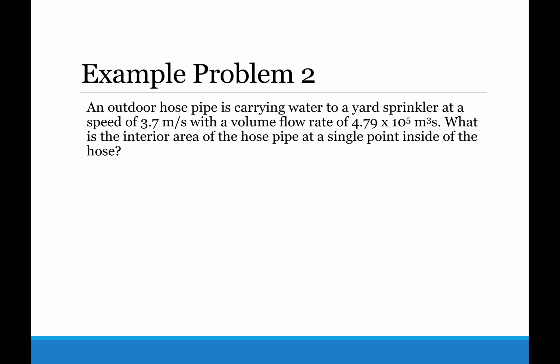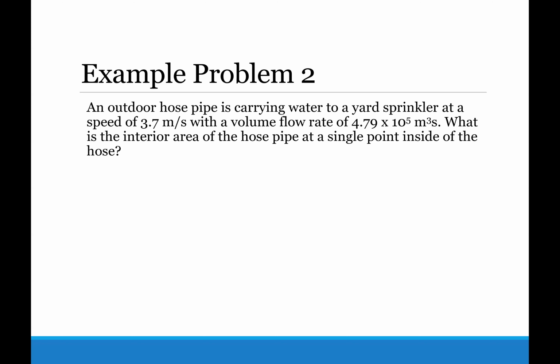Example problem 2 reads: an outdoor hose pipe is carrying water to a yard sprinkler at a speed of 3.7 meters per second with a volume flow rate of 4.79 times 10 to the fifth cubic meters per second. What is the interior area of the hose pipe at a single point inside of the hose?